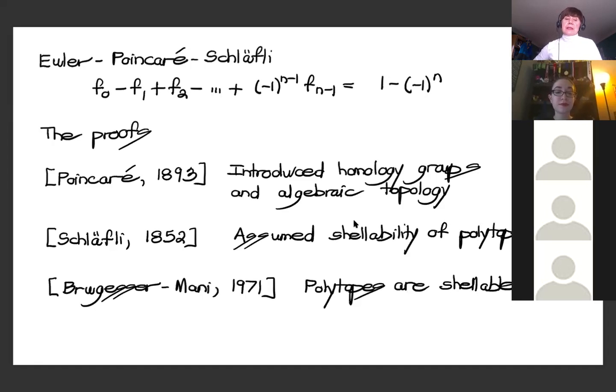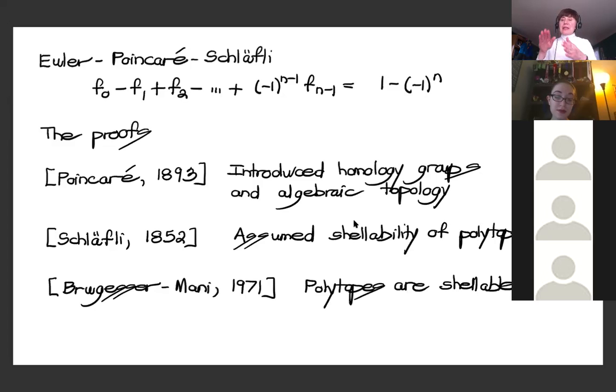So proofs of this. Actually, the first correct proof is due to Poincare in 1893, and he had to introduce homology groups in algebraic topology. So this started a whole new area of mathematics. Schläfli in 1852 had an idea that this was correct, actually. But for his proof, he was assuming something that wasn't proved until the 1970s, something called shellability of polytopes.